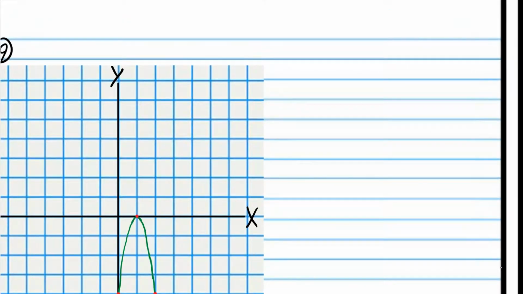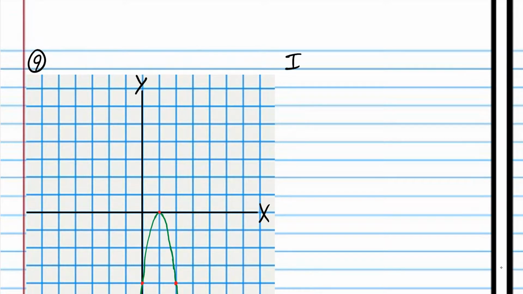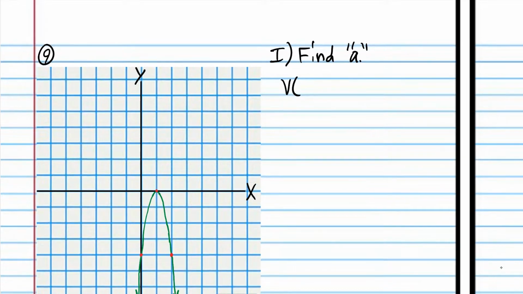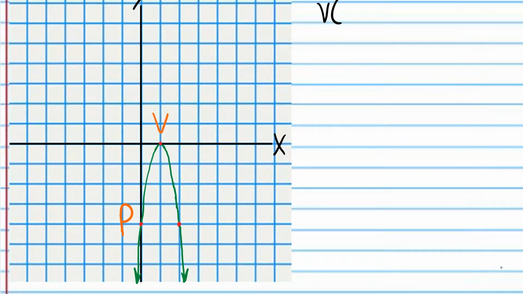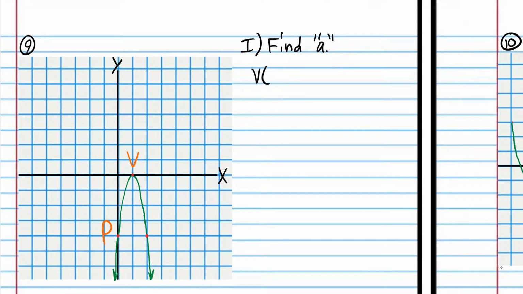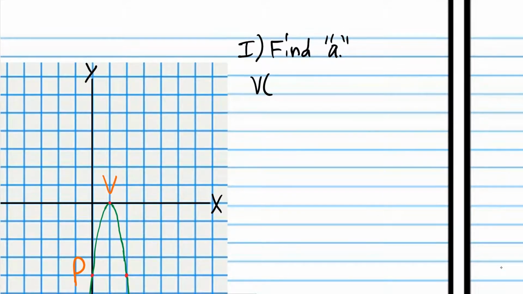All right, so step number 1 is to find the constant a. And I'm going to label the vertex and the point that I'm going to use. Now, if you use this point, that's okay. You're still going to get the same answer, or at least you should if you do the math right. So the vertex you see is (1, 0). And the point that I'm using is (0, -4).